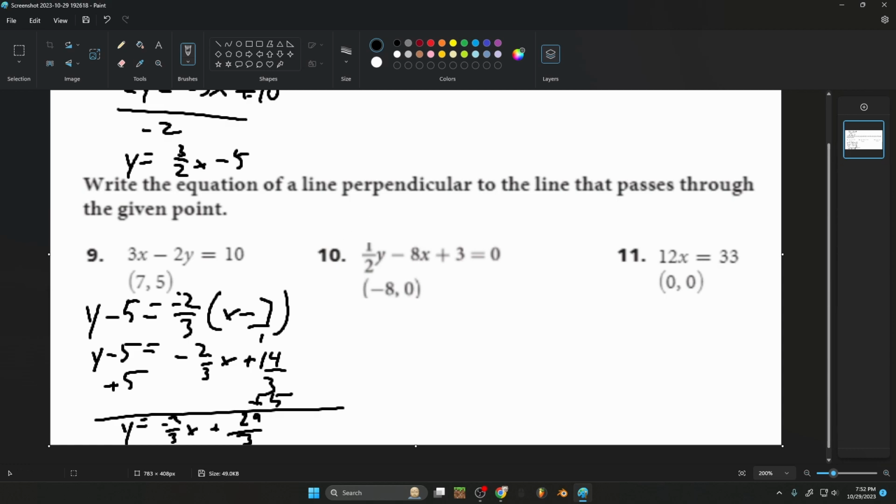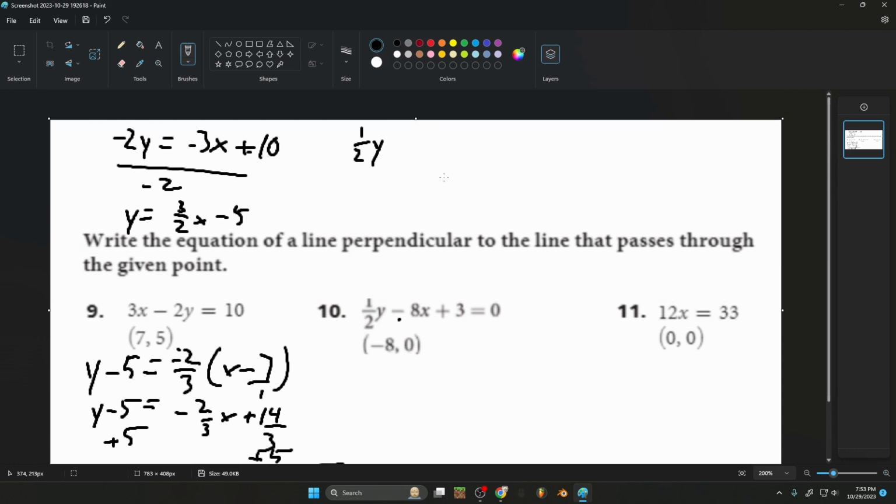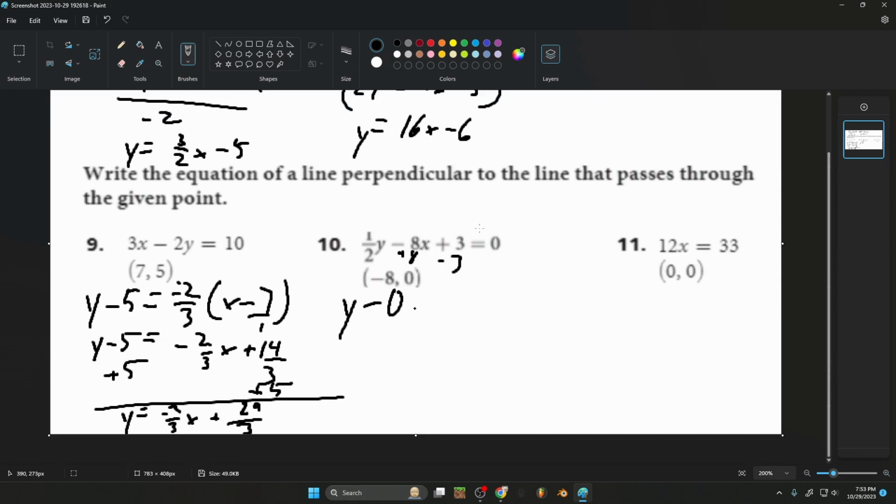And over here, same thing. 1/2 y, then plus 8 minus 3 equals 8x minus 3, times 2. Y equals 16x minus 6. Y minus 0 equals negative 1/16 x plus 8. Remember, subtracting a negative turns into a positive. Keep change opposite, I'm pretty sure, you could use to remember that. Yeah. Y equals negative 1/16 x.